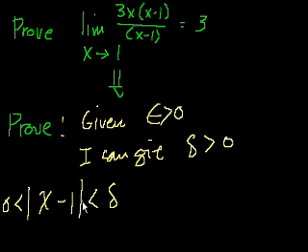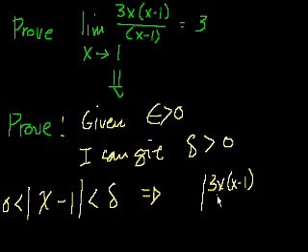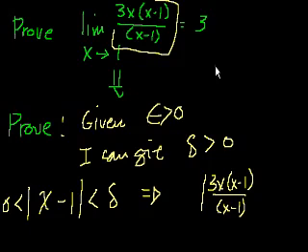So you give me an epsilon, and I have to prove that I can give you a delta, and as long as x is within delta of 1, that is, as long as the distance between x and 1 (when you subtract two things and take the absolute value, that's just distance) is less than delta, then the distance between 3x times (x minus 1) over (x minus 1), that's the function, and the limit point, 3, is going to be less than epsilon.